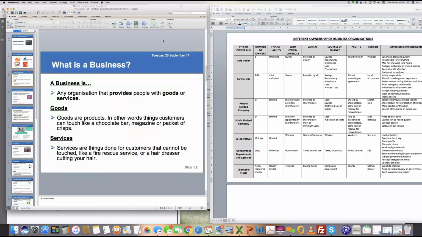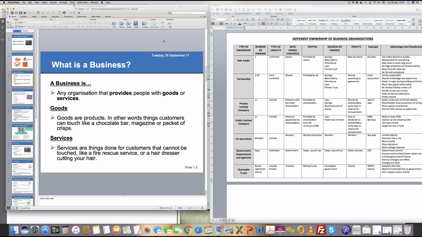Now, let's look at how we define a business. The layman's definition we gave was very close to saying it's an organization that basically produces goods and services, right? Yes.